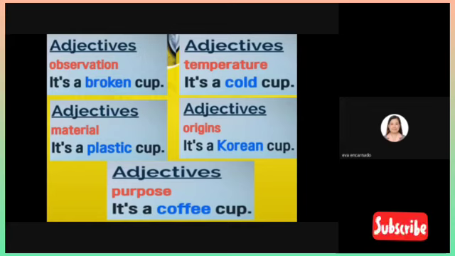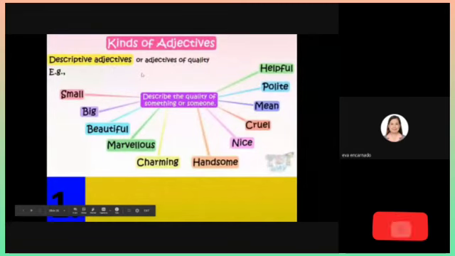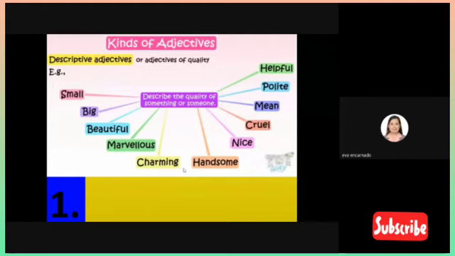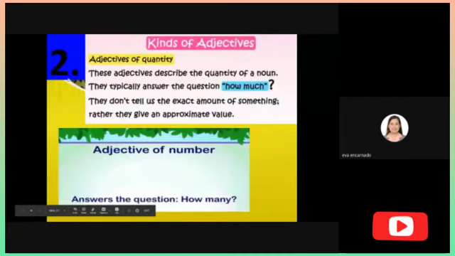It gives description. Okay. These are examples of descriptive adjectives. Small, big, beautiful, marvelous, charming, handsome, nice, cruel, mean, polite, helpful, and so many more, class. Okay, let's move on to number 2.